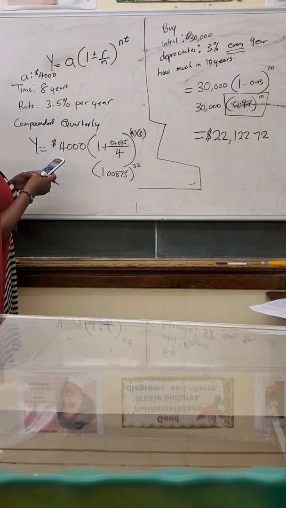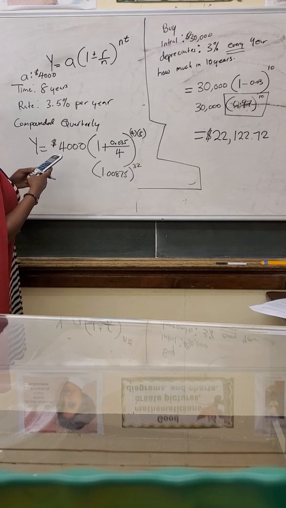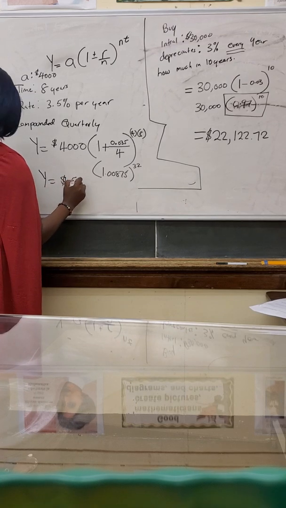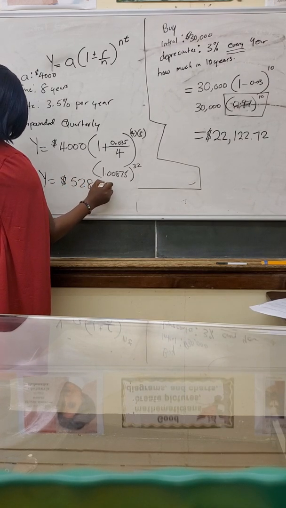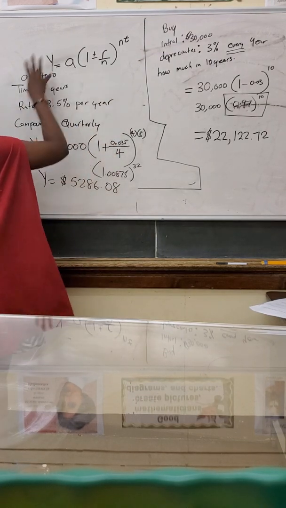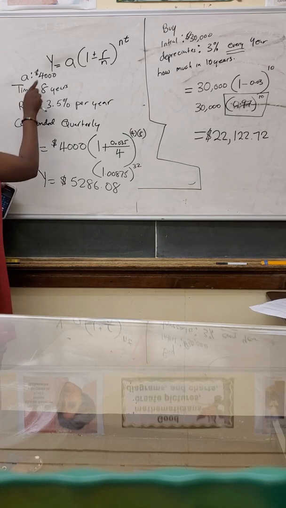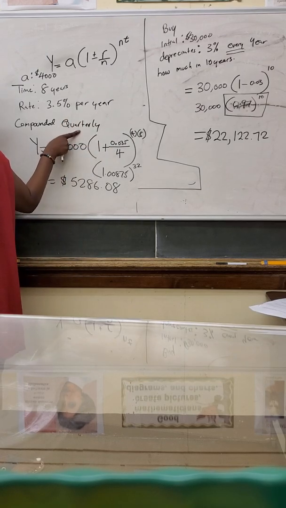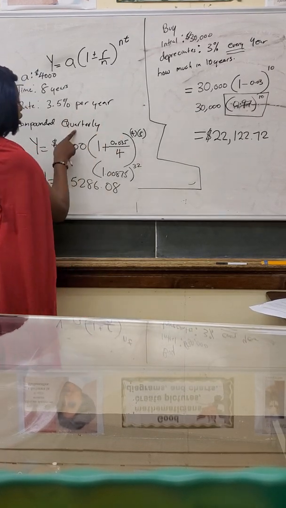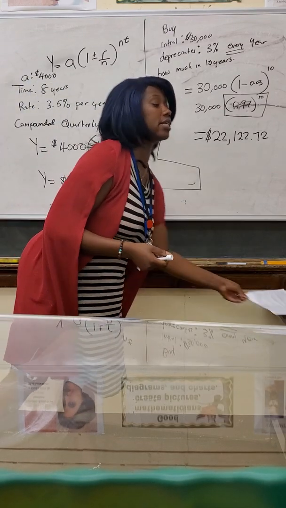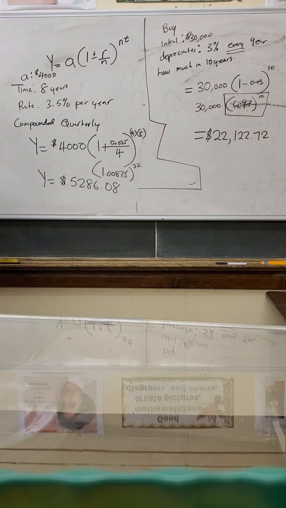So I get that. And then I multiply that by 4,000. And I get that at the end of 8 years, I'm actually going to have $5,286.08 because it is money. So this scenario happened that I invested $4,000 for 8 years at an interest rate of 3.5% per year, but it's compounded quarterly rather than just once a year. This is how much money I'm going to have. Let's do one more example so that you can see.